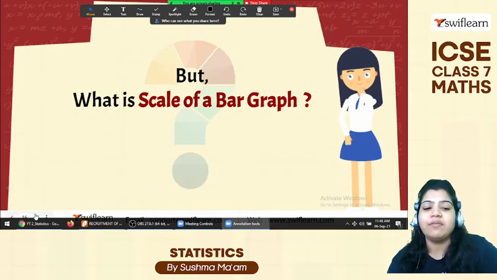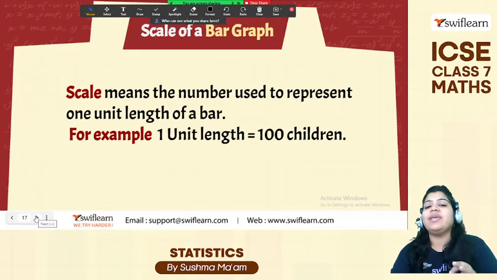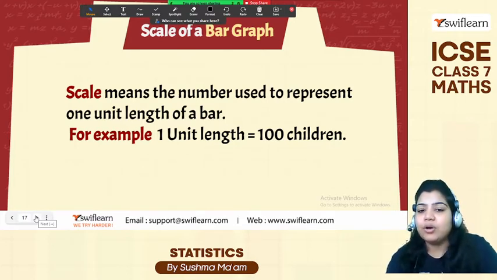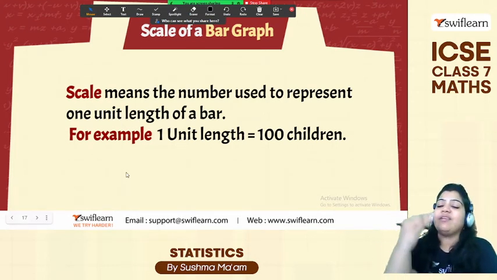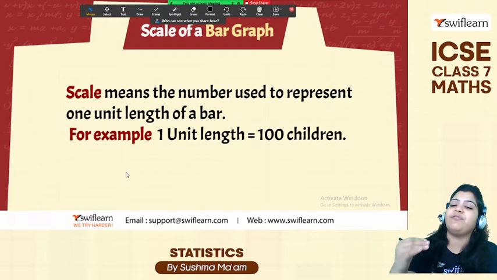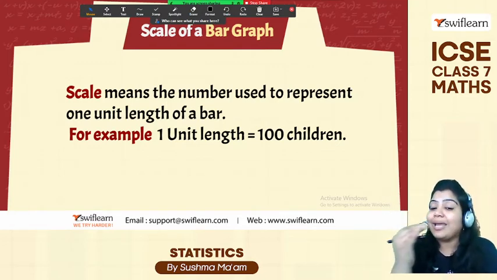Then only your answer will be correct. So scale means the number used to represent 1 unit length of the bar, and 1 unit length equals 100 children. This is just an example. Like I took 2 earlier, here I took 100, so what comes next? 200, then 300, then 400, then 500. Continue. Not like that, 50.